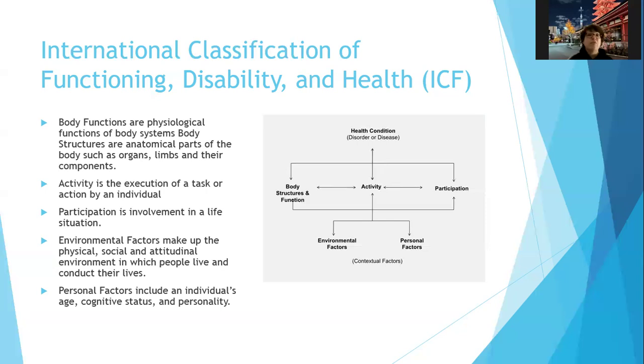There's certainly environmental factors that make up the physical, social, and attitudinal environment that we live in and conduct our lives, and personal factors like your age and your cognitive status and your personality. So some people are the personality that want to know everything, and other people are the I don't want to know people. So that's just who you are. So some of these things we can affect, and some of them we can't. And so it can be frustrating sometimes when you can't help everybody, but you can do your best.